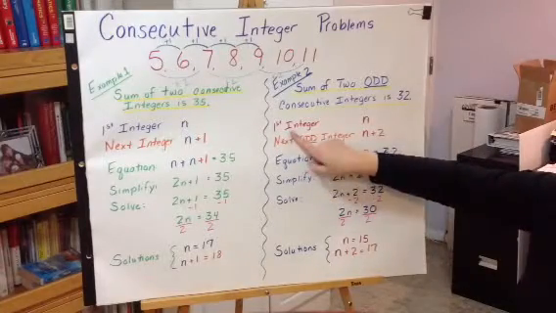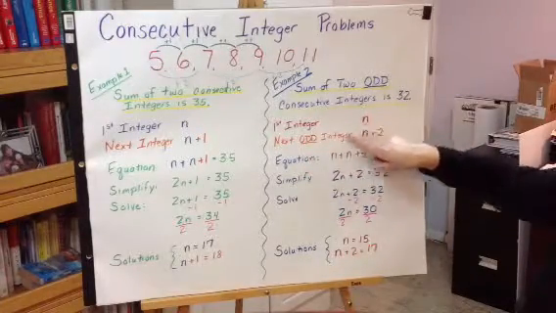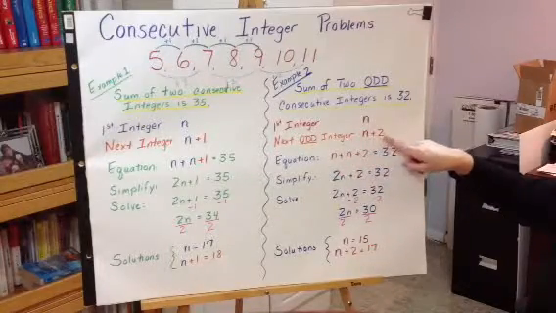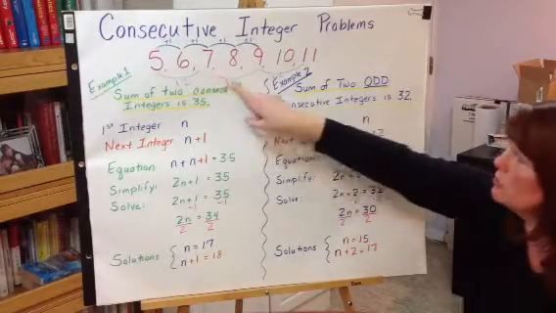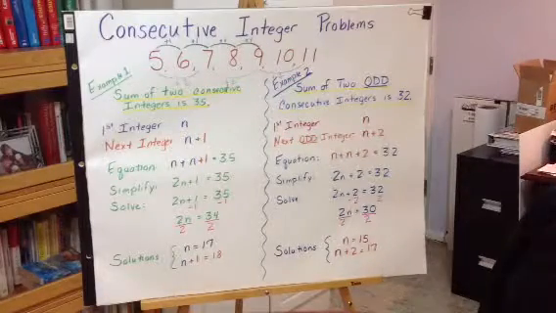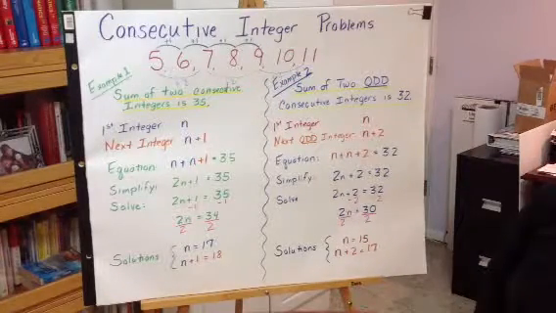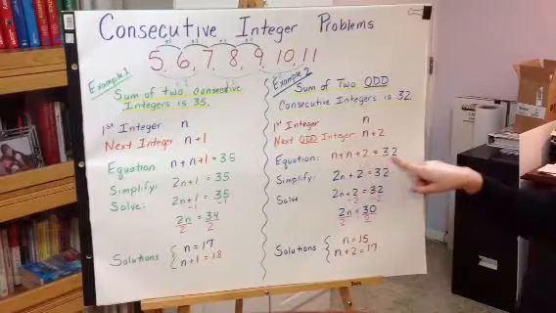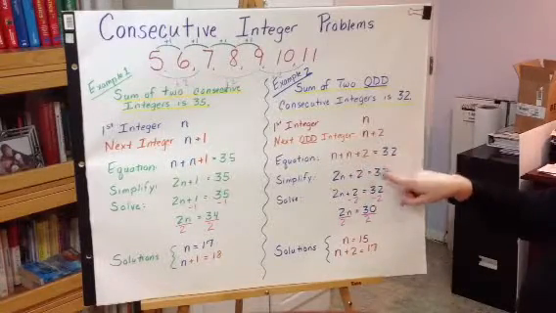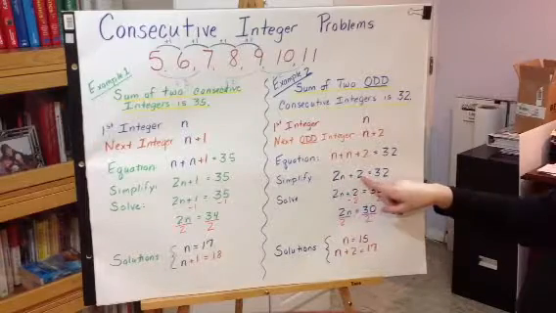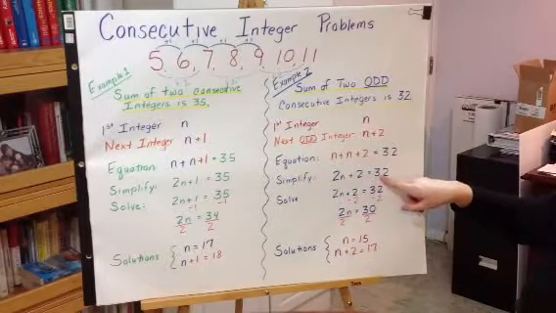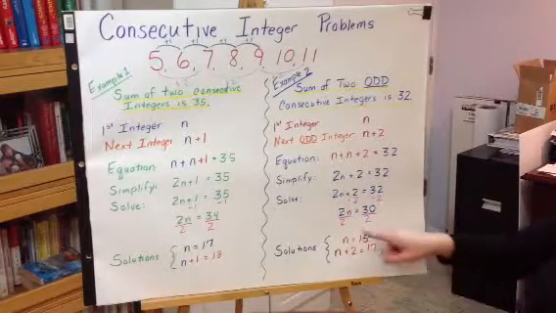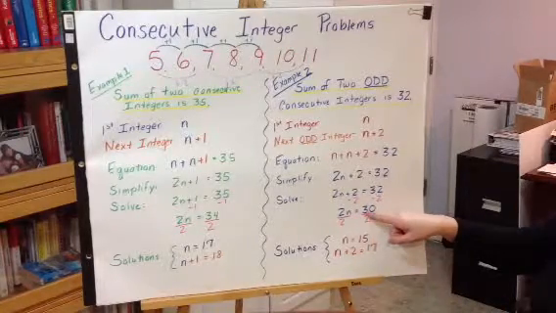I'm still going to call my first integer n, but the next odd integer will be n plus 2, remembering that there's a difference of 2 between any two consecutive odd numbers. So my equation becomes n plus n plus 2 equals 32. I simplify and have 2n plus 2 equals 32. To solve, I subtract 2 from each side. That gives me 2n equals 30.